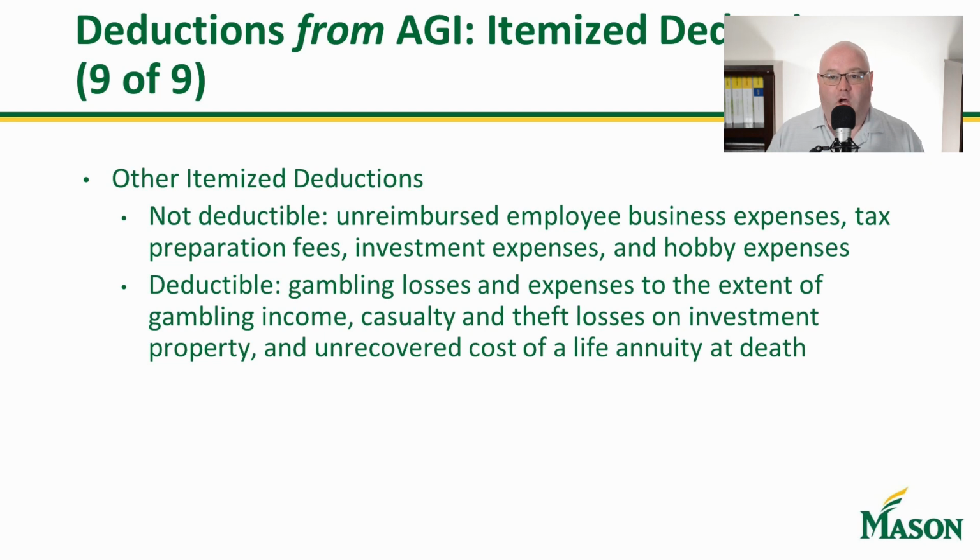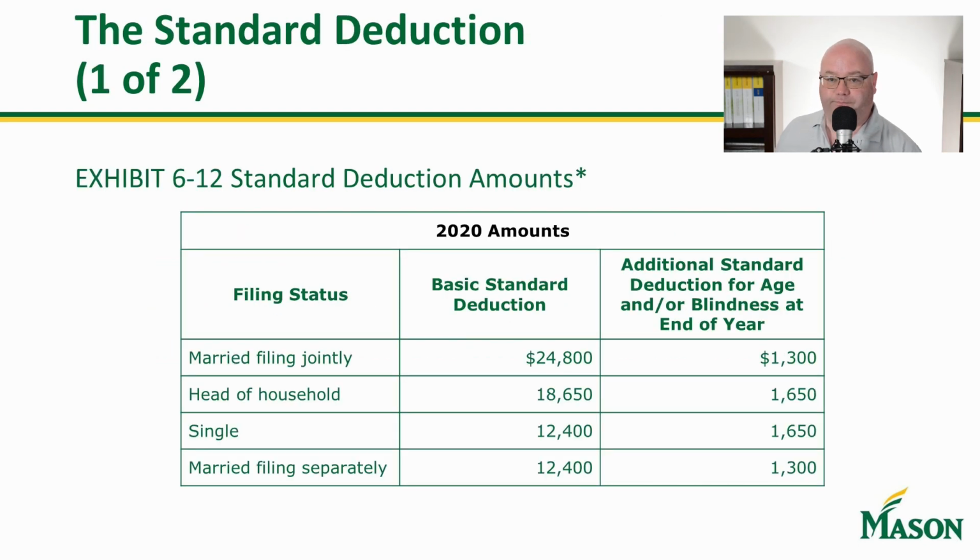All right, casualty and theft loss on investment property is definitely subject to certain rules. It used to be, and I think it probably still is, subject to a 10% AGI floor. And on top of that, they take another $100 off, because after we took 10%, we're going to take $100 off more, and take it away from you, but that's kind of how they do that. And then the unrecovered cost of a life annuity at death. I don't think I've ever seen that, but that doesn't mean they don't exist. I'm sure it was probably more prevalent in the 80s and 90s when life annuities were more common.